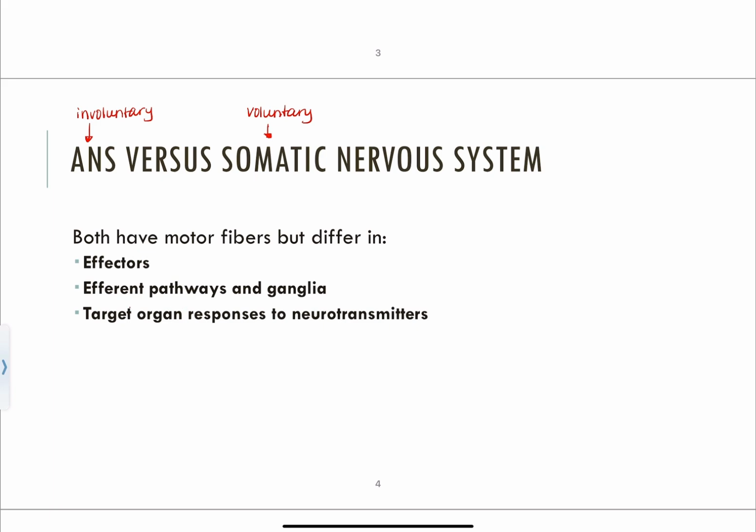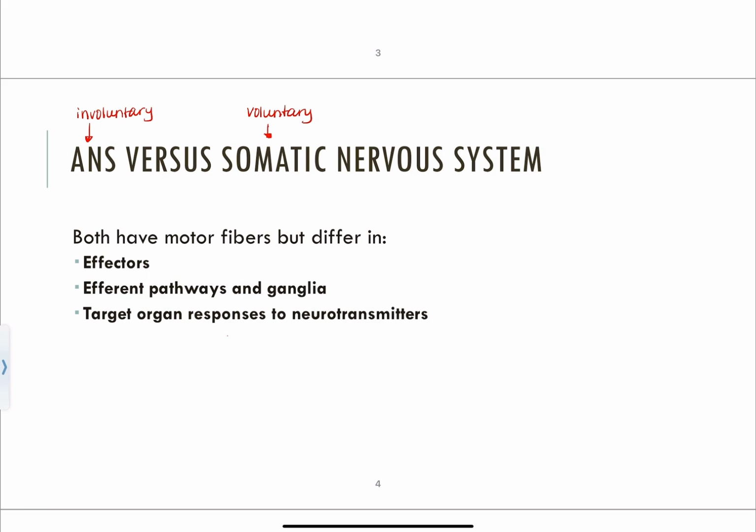They're also different in their efferent pathways and ganglia. So when we talk about the efferent pathways, which are those that are exiting our central nervous system, so our brain or our spinal cord, in our somatic nervous system, it's a single neuron that's exiting that's going to synapse with our skeletal muscle. When we talk about the autonomic nervous system, as we'll see in a little bit, it's a two-chain neuron system. Once it leaves the central nervous system, that original neuron that exited is going to synapse with another neuron, which we call the postganglionic neuron.